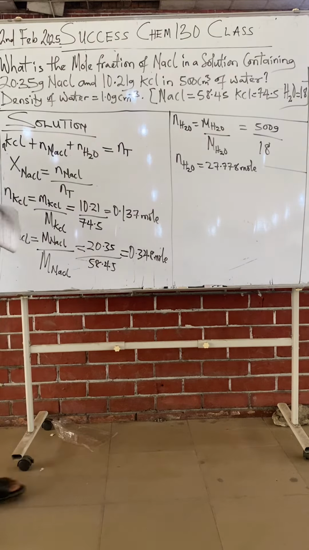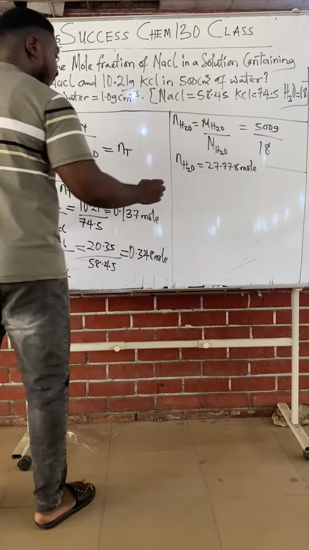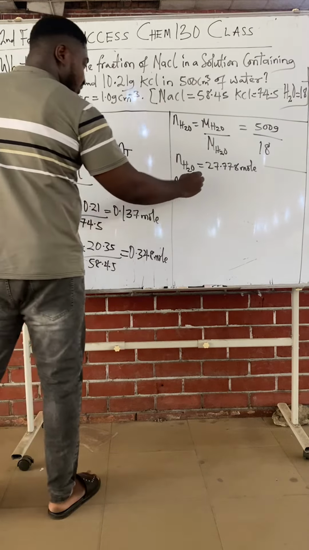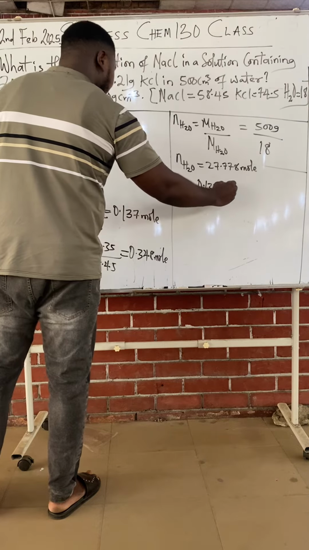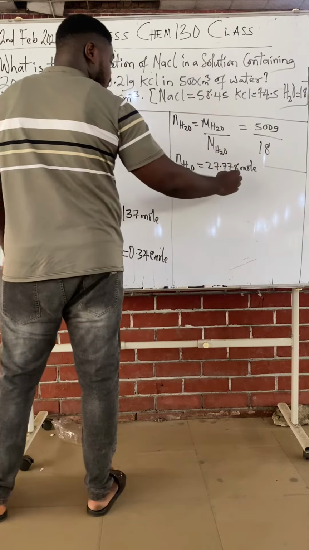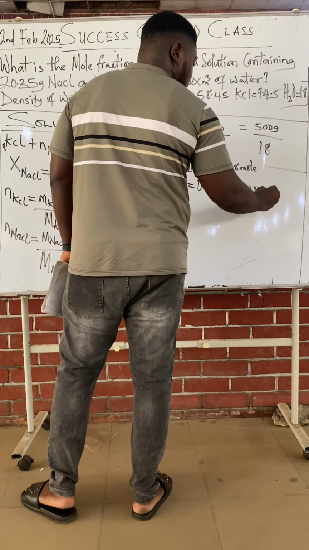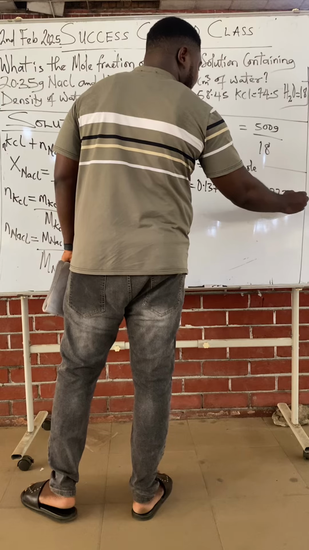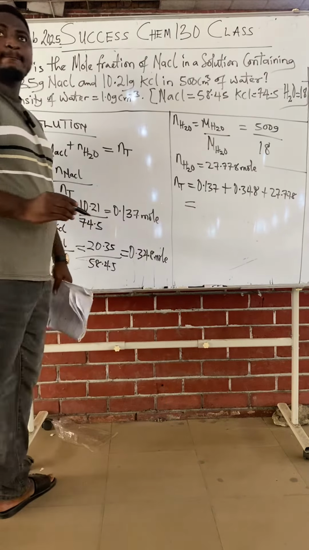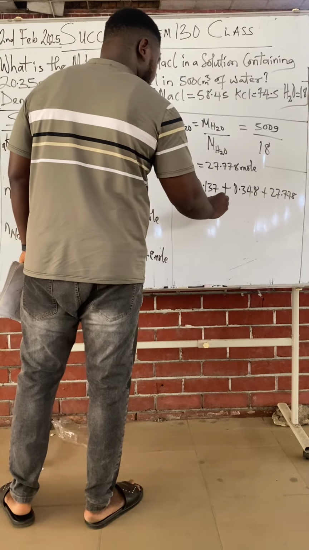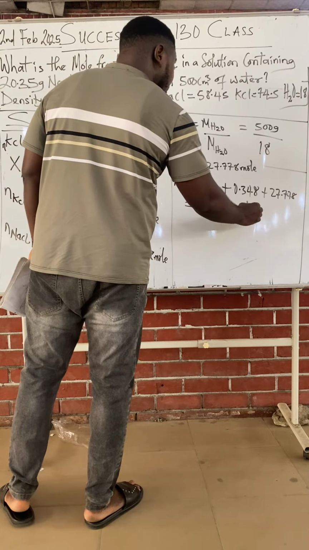Having gotten our 3 numbers of moles for the 3 components in the solution, we can now add them together to get the total number of moles. So our total number of moles is number of mole of KCl, which is 0.137, number of mole of NaCl, which is 0.348, and number of mole of water, which is 27.778. Who has done the math? 28.263 mole. Total number of mole is 28.263 mole.